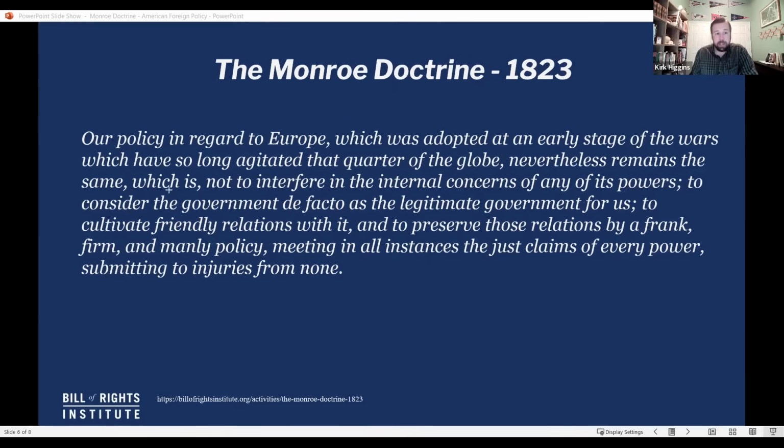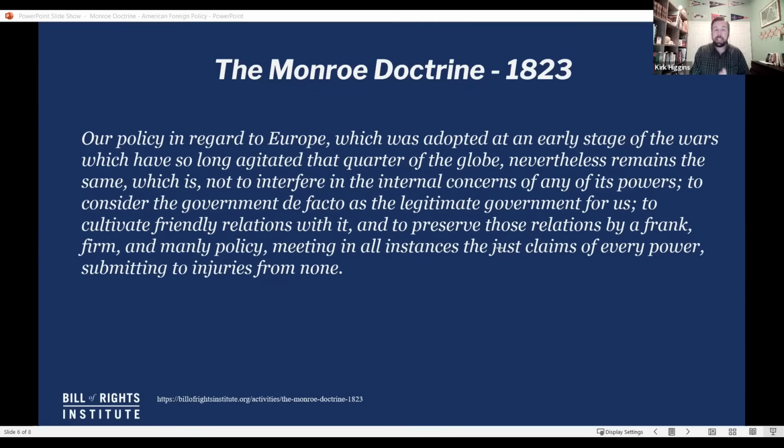"Nevertheless, remains the same, which is not to interfere in the internal concerns of any of its powers, to consider the government de facto as the legitimate government for us, to cultivate friendly relations with it, and to preserve those relations by a frank, firm, and manly policy, meeting in all instances the just claims of every power, submitting to injuries from none." So don't come at us. We're going to recognize the power that is in charge, and that's who we're going to deal with. There's a lot of complex history behind this, but what he's essentially saying is, look, our policy of neutrality in terms of Europe and the internal concerns of that continent is remaining the same.